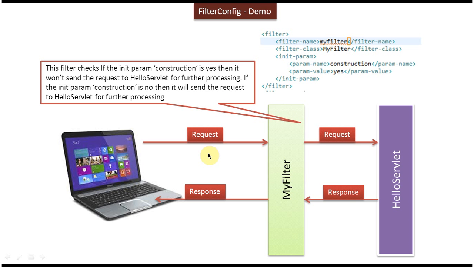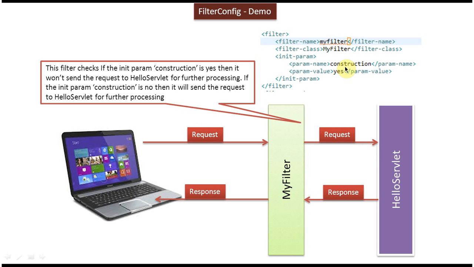On the left side you can see the client. The client sends a request to the hello servlet. Before the request reaches the hello servlet, first it will go to MyFilter. This configuration we can do in the web.xml. In MyFilter, what I am doing is checking whether the init param construction is yes or no. If it is yes, then I will just display the message saying the page is under construction, and I won't forward the request to the hello servlet.